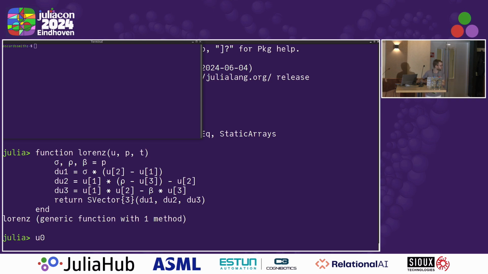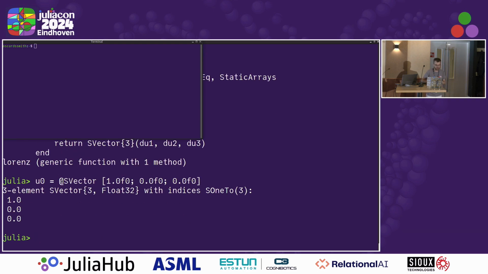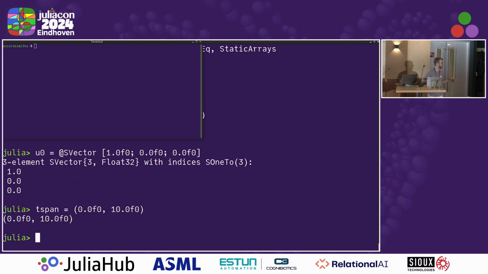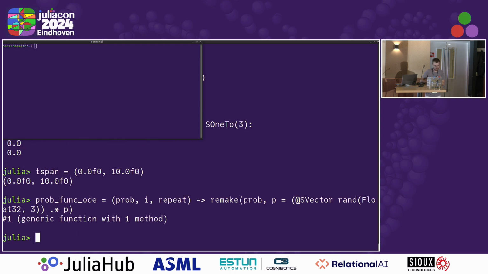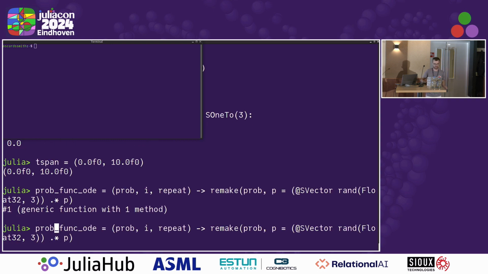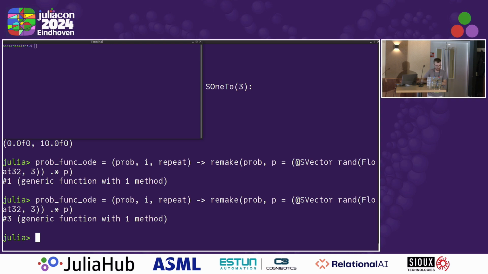And so we are going to make a static vector for our initial condition, and then we're solving this on a 10-unit time span. We have our parameters, which are just the traditional Lorentz parameters, and then we can define our problem. This should all be fairly standard to any of you who've used ordinary differential equations before.